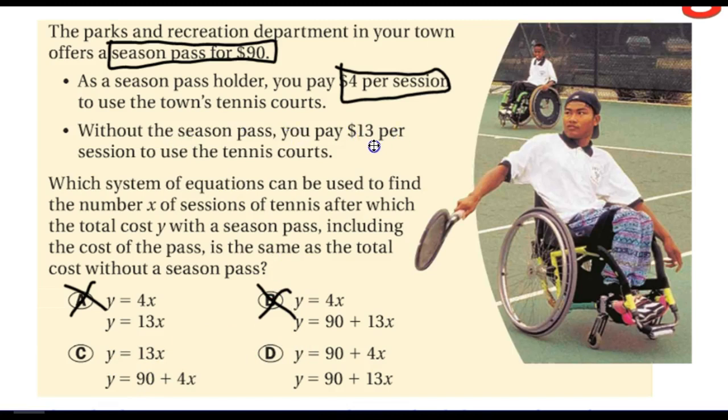Without the season pass, you pay $13 per session to use the tennis courts. So if you don't get a pass, you don't have to pay $90. So we're looking for 13x, the number of sessions, without the $90. This one has 13x plus 90, but we know it can't be that, so we know it has to be C.